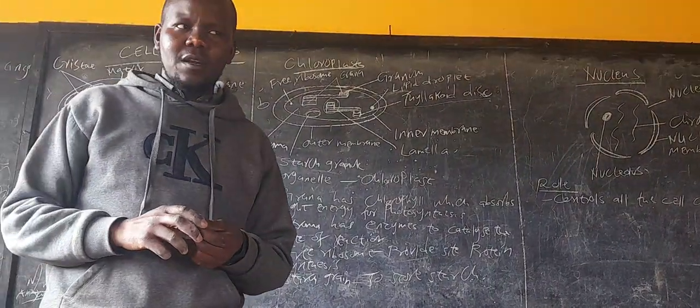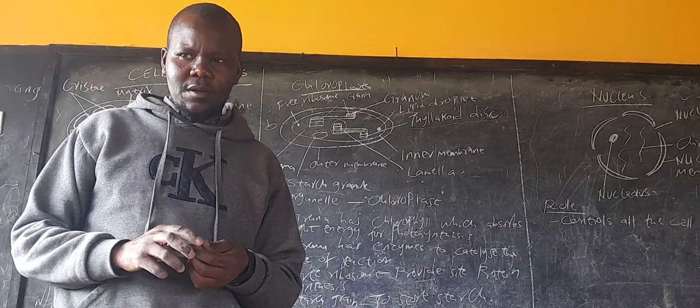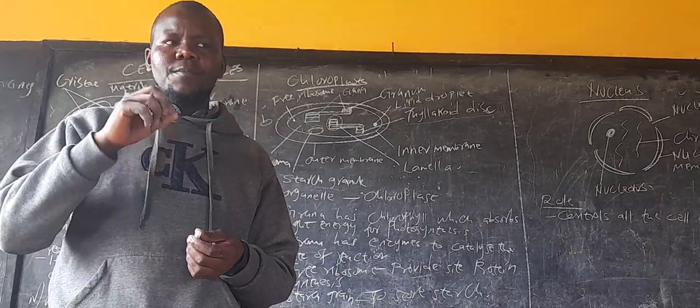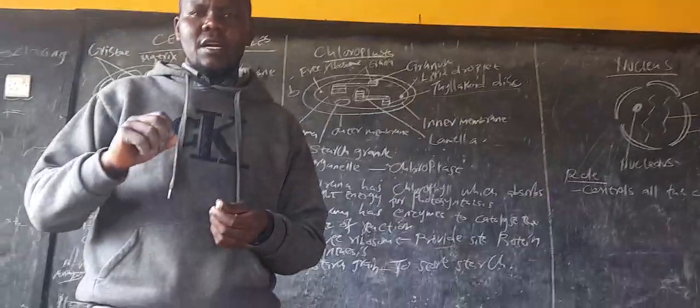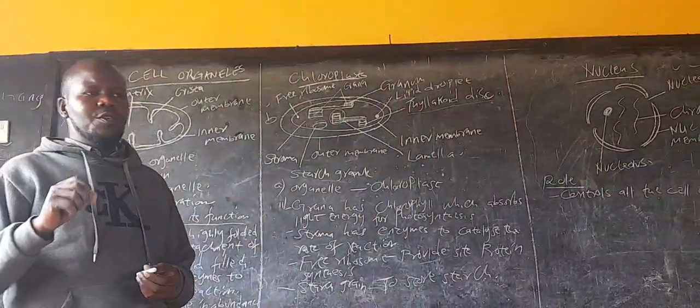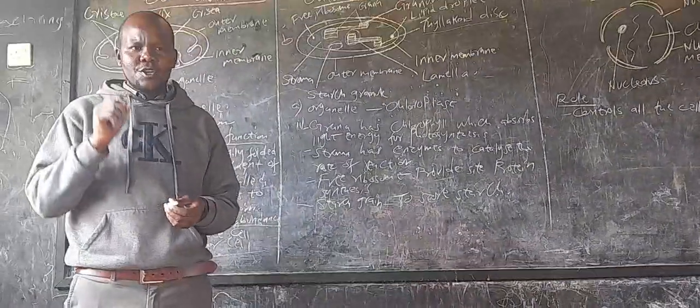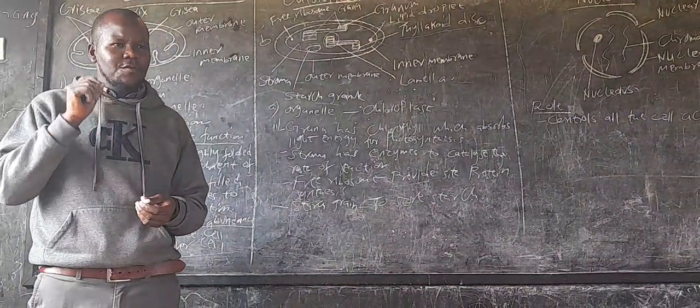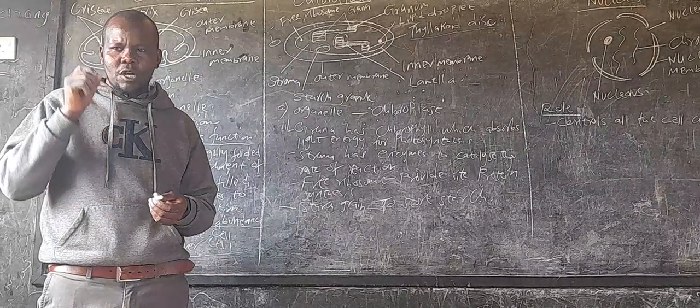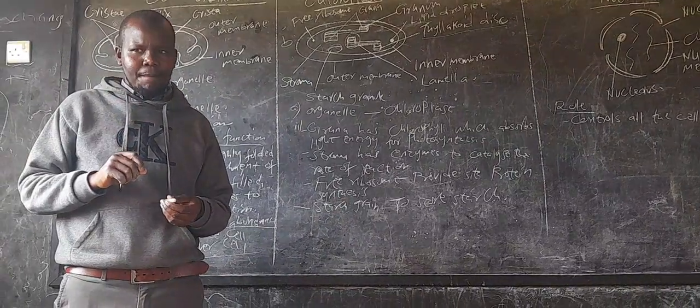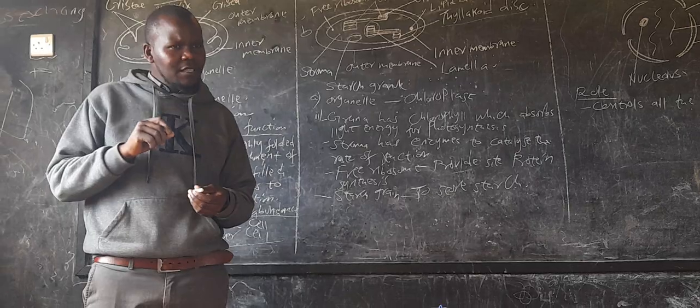Within that chlorophyll, what will be the role of the chlorophyll? Absorb light energy. Absorbing what? Light energy. And that light energy will be used in photosynthesis. And you know that in the light stage of photosynthesis, what was the role of the light?